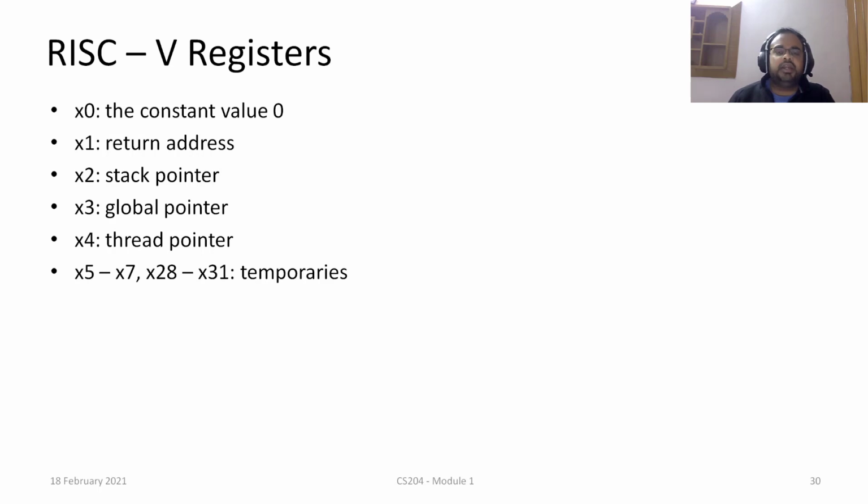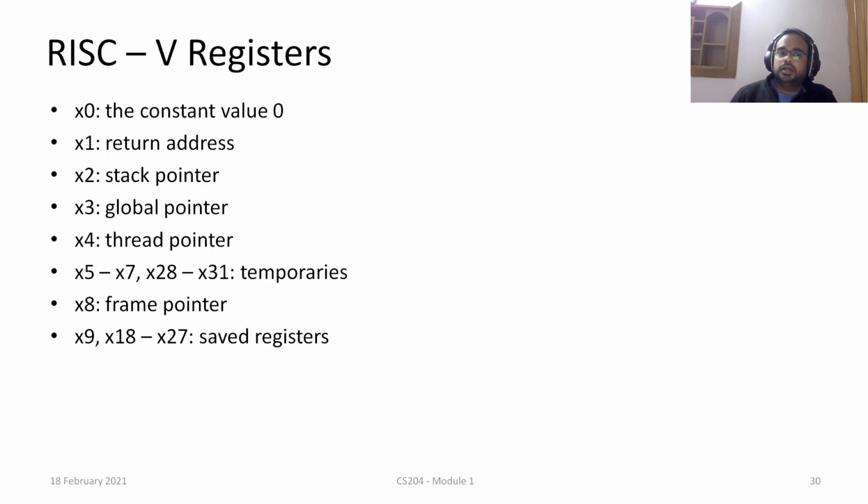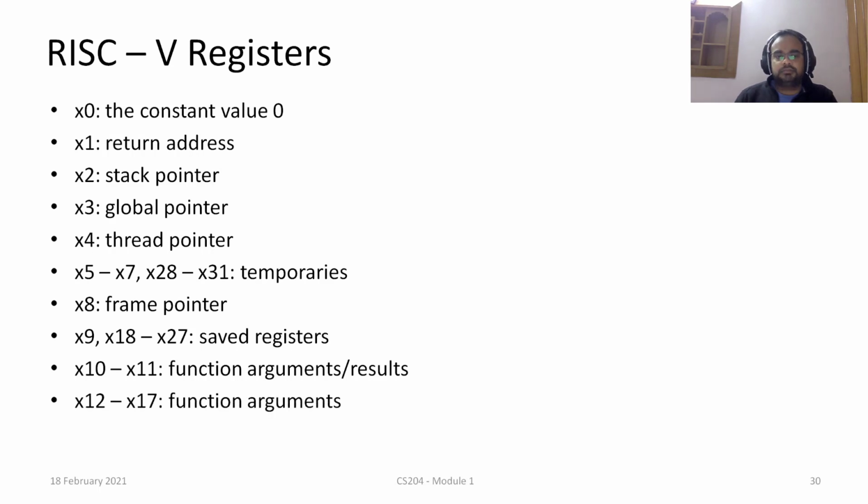x5, x6, x7 and x28, 29, 30, 31 are used as temporary registers, and x8 is used as the frame pointer, and a few other registers, x9 and x18 through x27, are also used as saved registers. x10 and x11 are primarily used as function arguments or to pass on the results across different functions. And x12 to x17 are also used for function arguments.